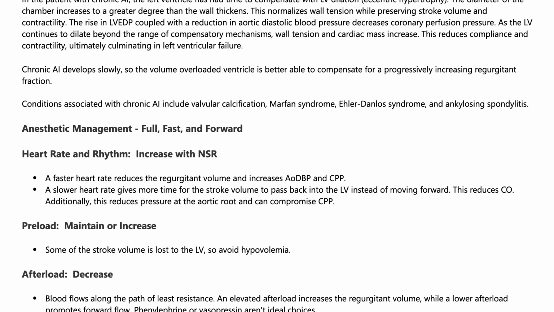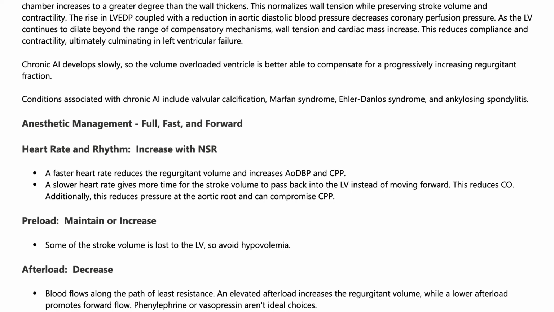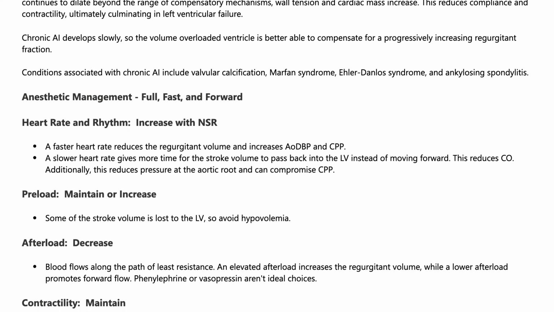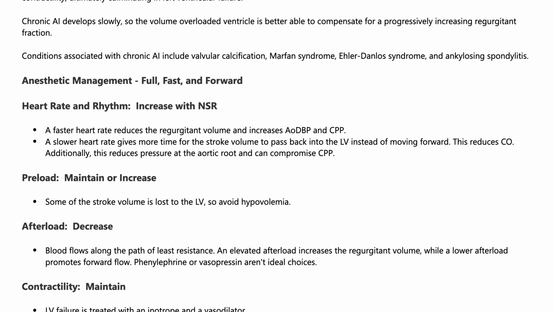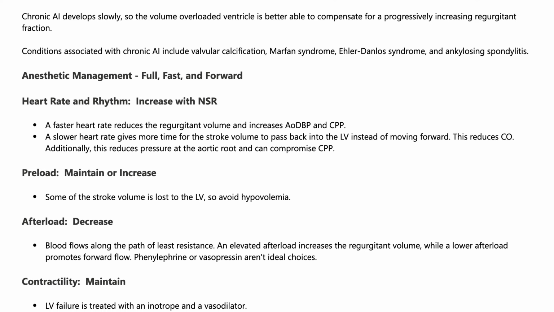A faster heart rate reduces the regurgitant volume and increases the aortic diastolic blood pressure and CPP, coronary perfusion pressure. A slower heart rate gives more time for the stroke volume to pass back into the left ventricle instead of moving forward. This reduces cardiac output. Additionally, this reduces pressure at the aortic root and can compromise coronary perfusion pressure.